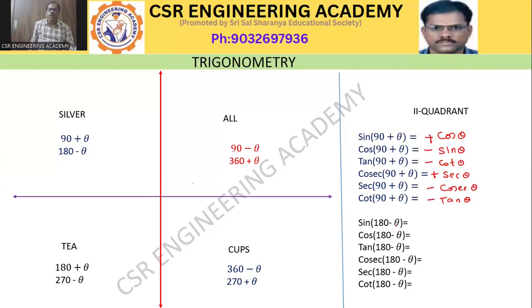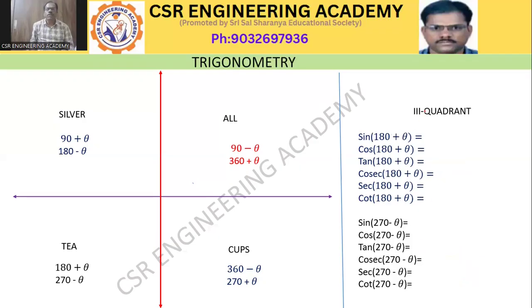180 minus theta, an even multiple. For an even multiple, no change in function value, that is sine theta, cos theta, tan theta, cosecant theta, secant theta, cot theta. In the second quadrant, sine and cosecant are positive, remaining ratios negative.